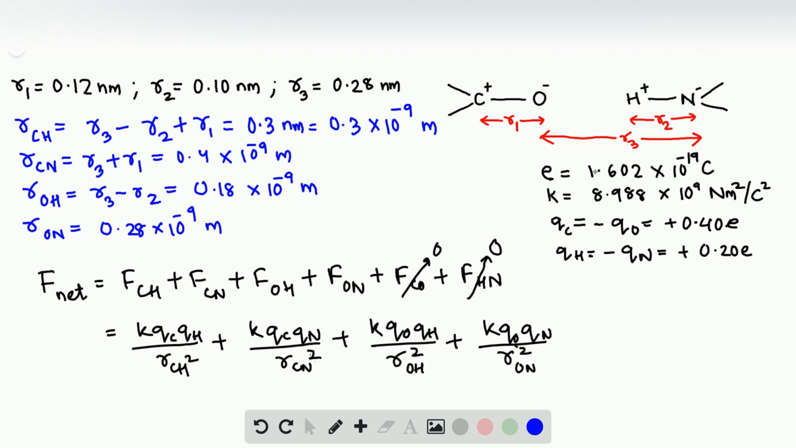Now let's consider our directions. So let's take the right direction to be positive and left to be negative. We don't need to consider the up and down here because our system is basically one-dimensional. Now let's plug in all these values into this equation and see what we get.